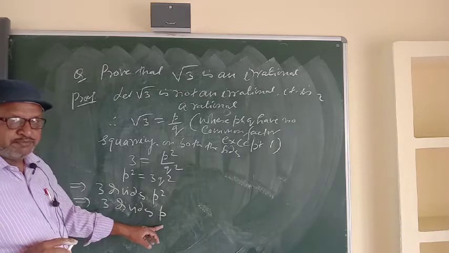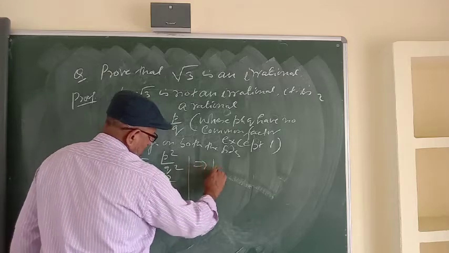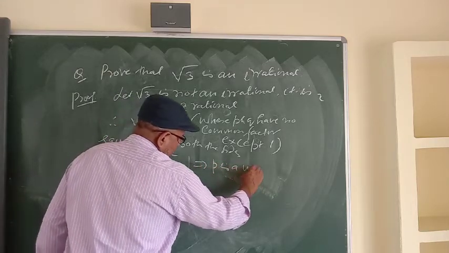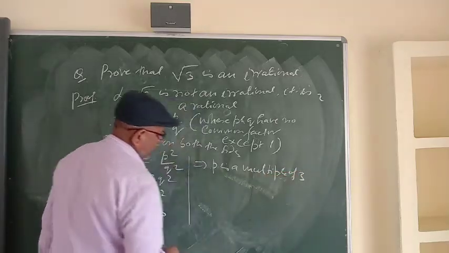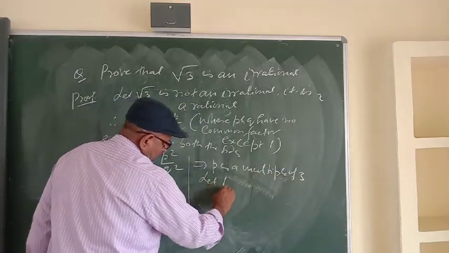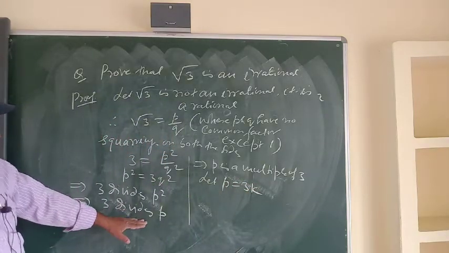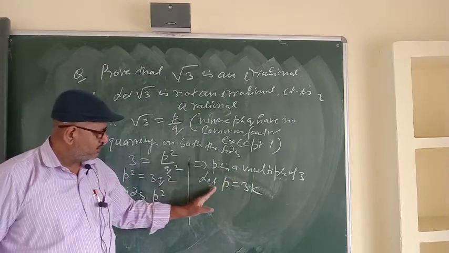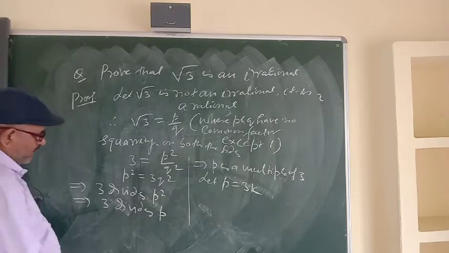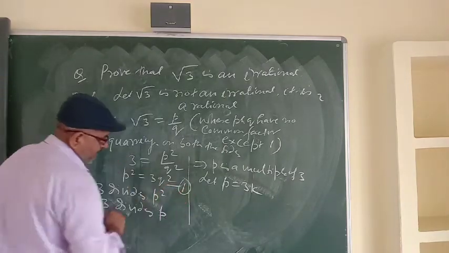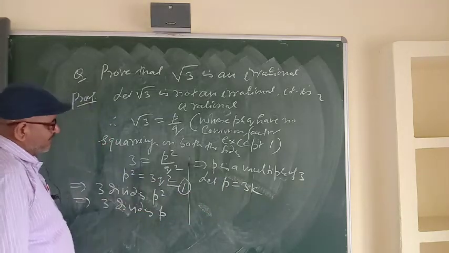And if 3 divides p, it means p is a multiple of 3. So let p be equal to 3k. 3 divides p, it means p is a multiple of 3, so we can suppose p is equal to 3k. Take this as equation number 1. We will put the value of p in equation number 1.